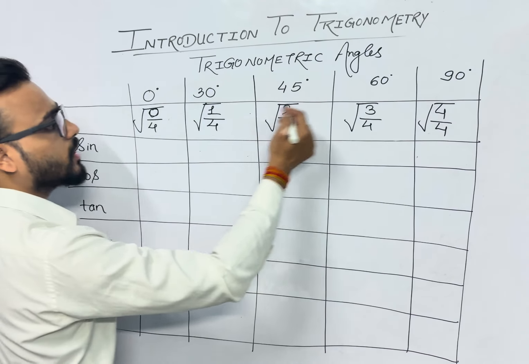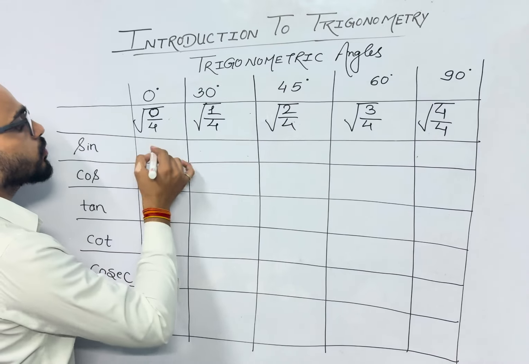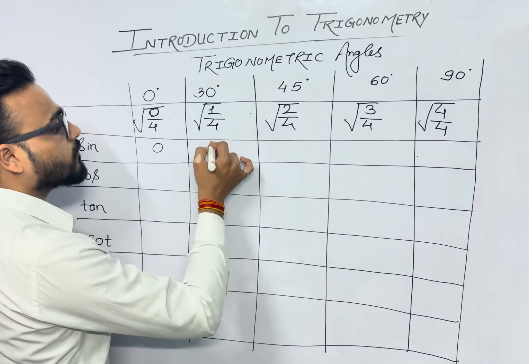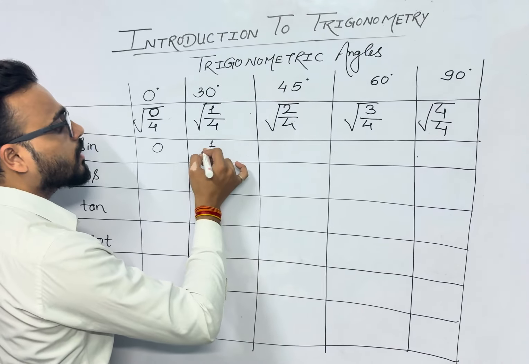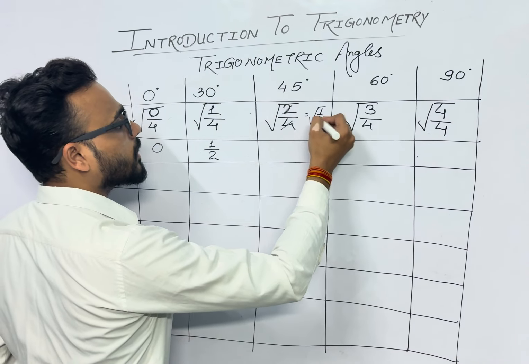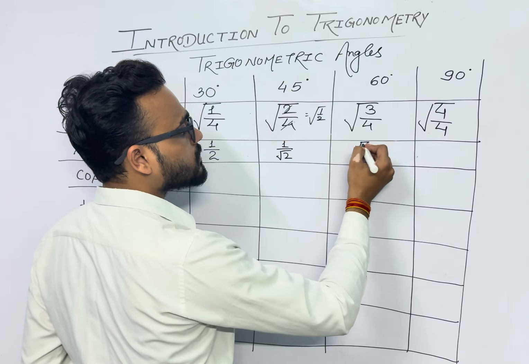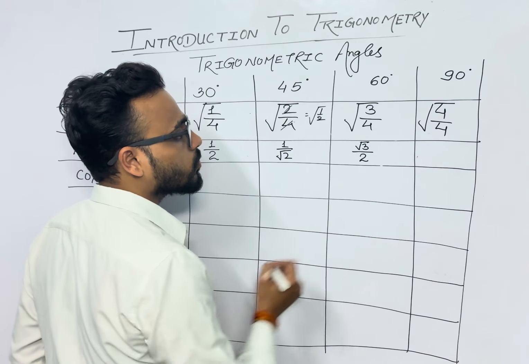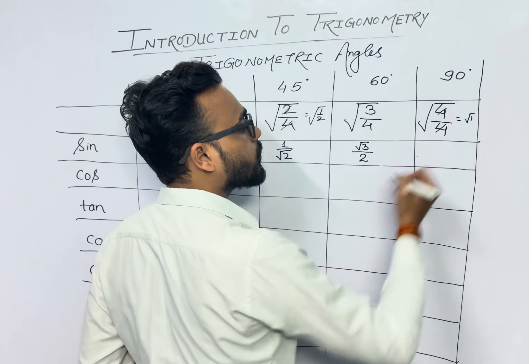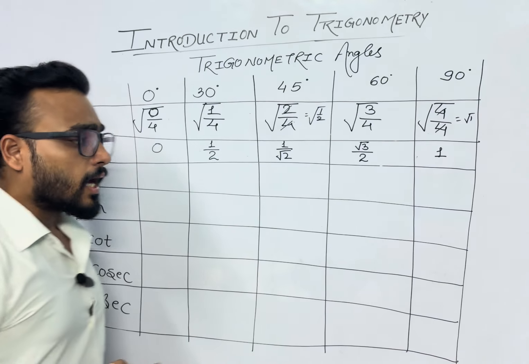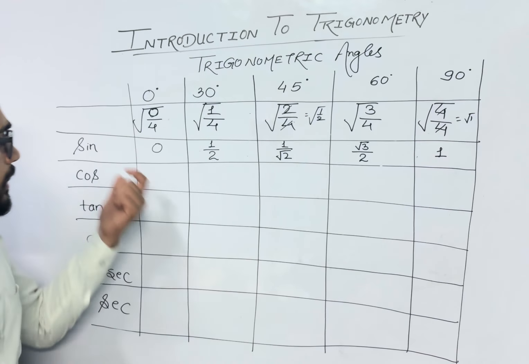Now we have to find the value of this. 0 by 4 means 0, and root 0 is 0. Root 1 is 1, and root 4 stands for 2. Now 2 by 4 cancels out, that is under root 1 by 2, so the value is 1 by root 2. And root 3 stands for root 3 and root 4 stands for 2. And 4 cancels out and it becomes root 1, so the value of root 1 is 1. And here we easily find all the values of sine. That is, sine 0 stands for 0, by using this easy concept.